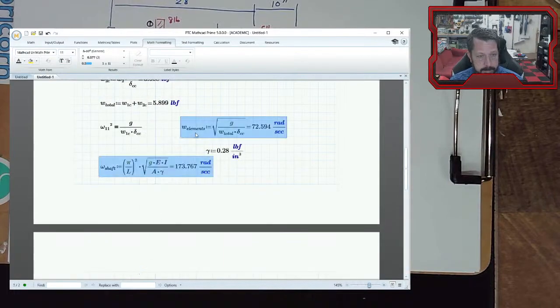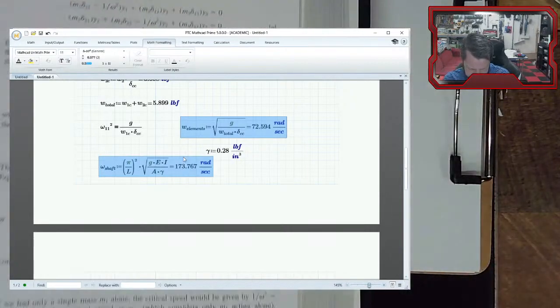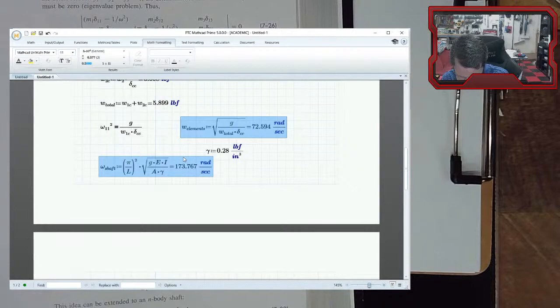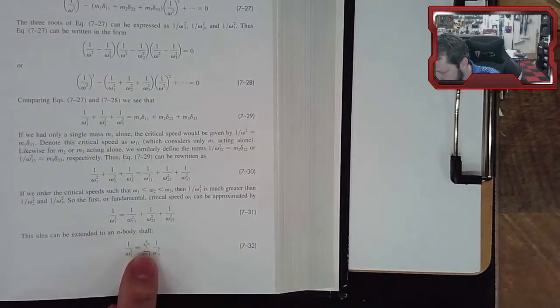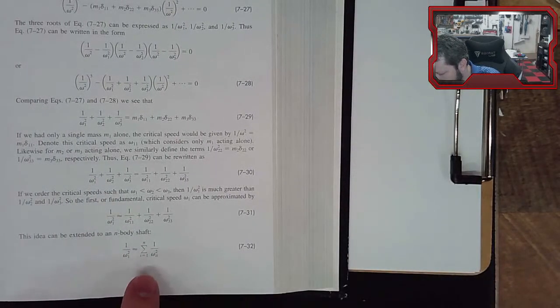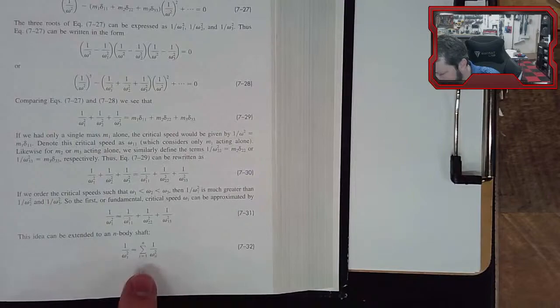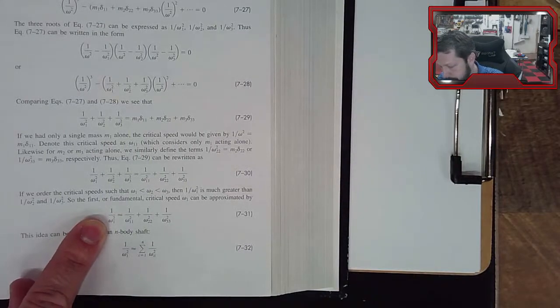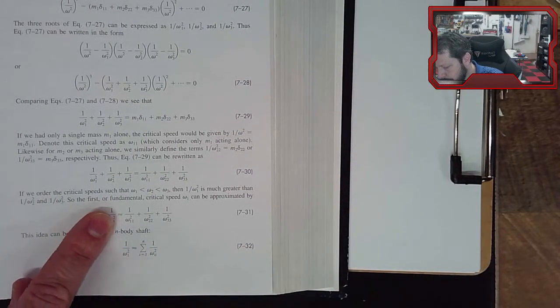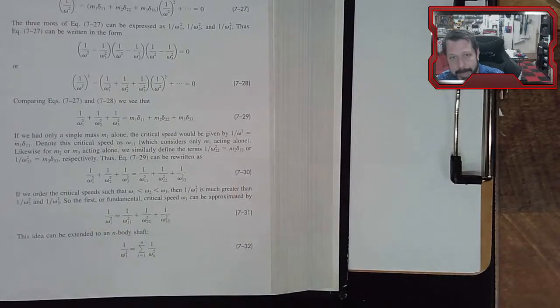So somehow now what we have to do is combine this and this. We need to combine those two critical speeds. To do that, there is equation 7.31, or 7.32 is more generic. They are the same thing: 1 over the critical speed of the combination is approximately equal to 1 over the critical speed of each part added together.